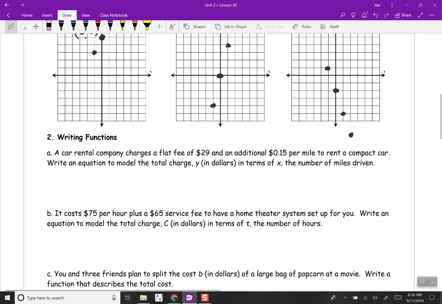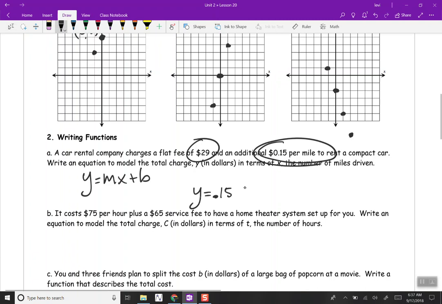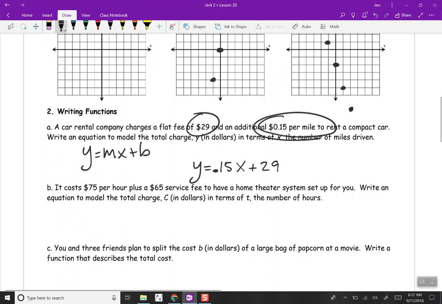Writing functions. A car rental company charges a flat fee of $29 and an additional 15 cents per mile to rent a compact car. Write an equation to model the total charge y in dollars in terms of x. So, this is y equals mx plus b. So our b is $29, the flat fee. Our "per" gives it away to be a per mile. That means that's our slope. So y equals 0.15 times x plus 29. It means for every 1 mile change, we're going to add 15 cents to this, starting off paying $29 right off the bat.